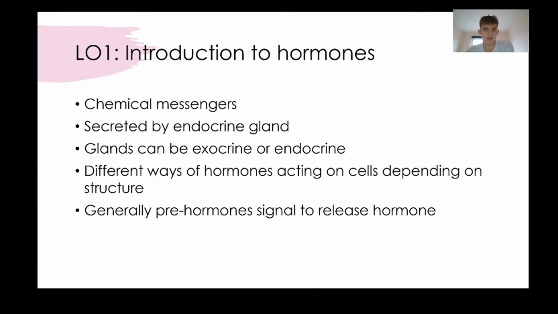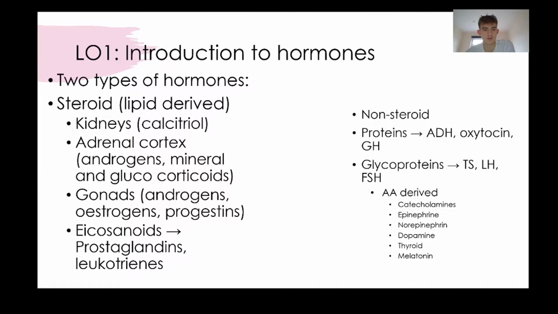So if we first talk about hormones, what they are. They're chemical messengers secreted by endocrine glands, and glands can be either exocrine or endocrine. There are different ways of hormones acting on cells depending on the structure, so either they're steroid or non-steroid. And generally pre-hormones signal to release hormones, so we've got this control so we don't release too much hormone. So what are the two types? We've got steroids, so lipid derived, and non-steroid, so non-lipid derived.